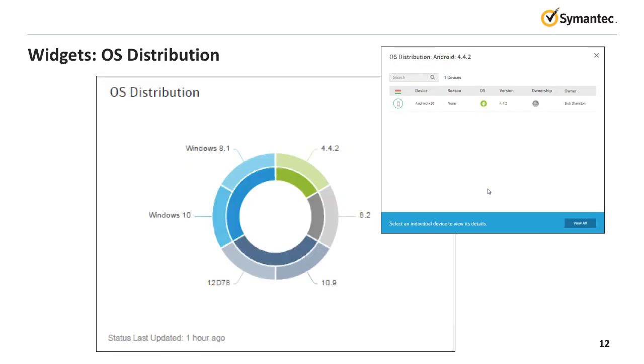The OS distribution widget shows you which operating systems the devices in your environment use and how they are distributed across all devices. The inner circle of the chart represents the OS type, and the outer circle represents the OS version. You can drill down to get more information about the devices that use a specific operating system or version.